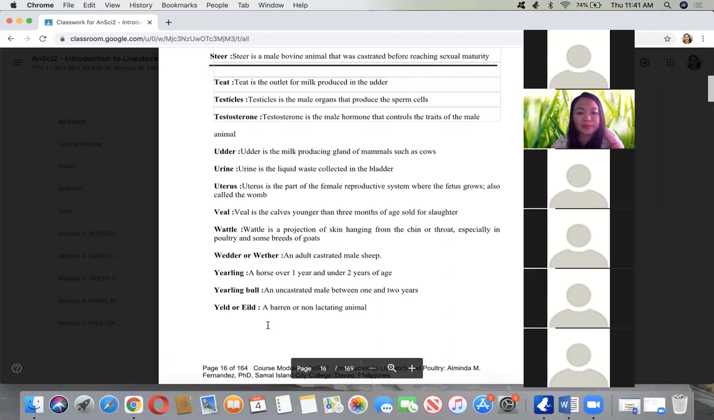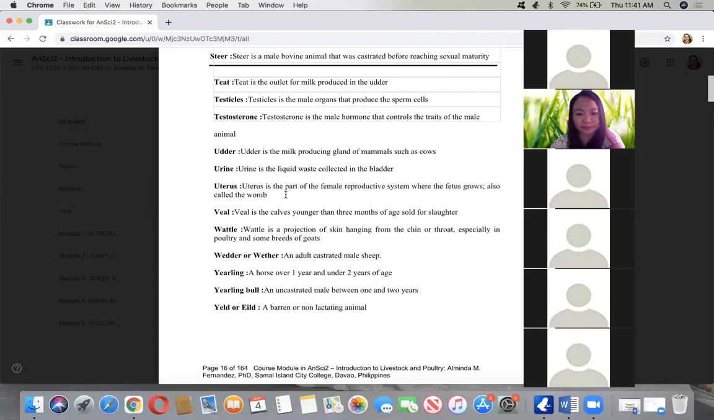So let's start from the Y2, from where we ended. So mayroon tayong tinatawag na yield or a barren or non-lactating animal. Yearling bull, an uncastrated male between 1 to 2 years. Yearling, a horse over 1 year and under 2 years of age. Wether, or adult male sheep. And wattle is a projection of skin hanging from the chin or throat. And veal is the calves younger than 3 months of age.